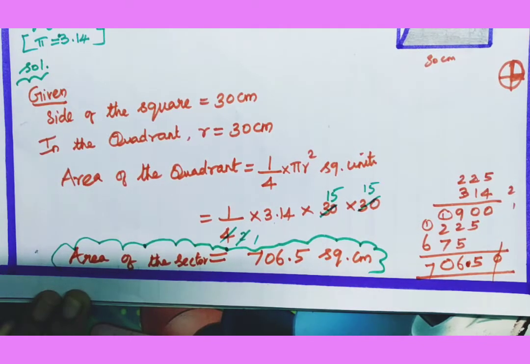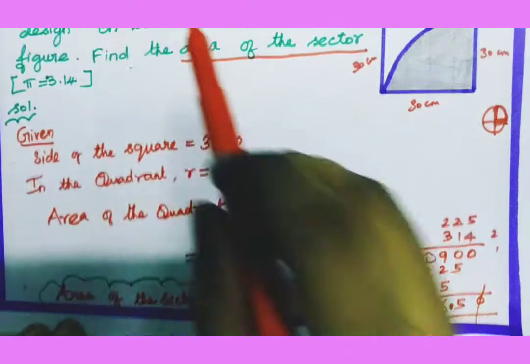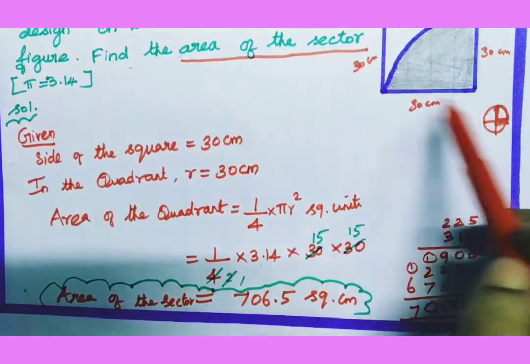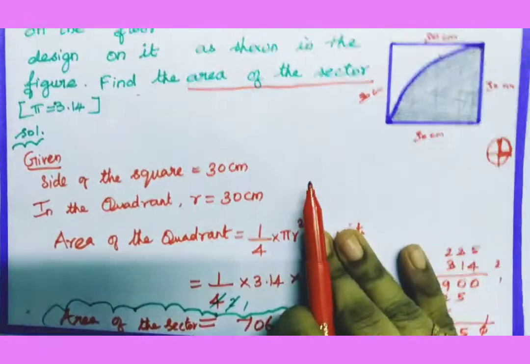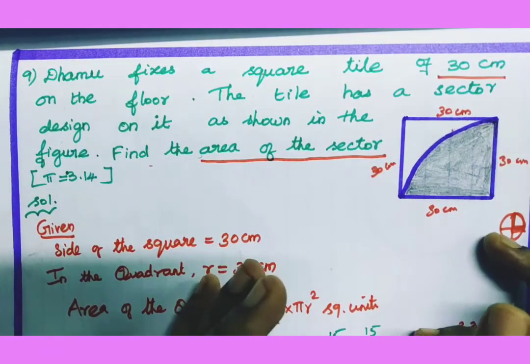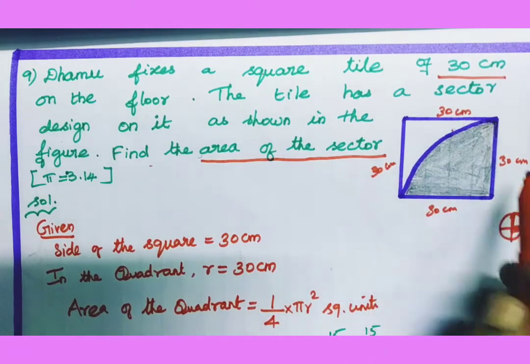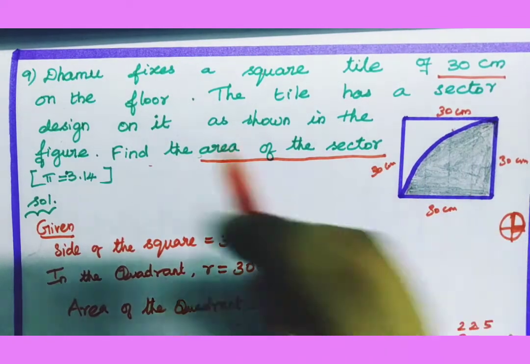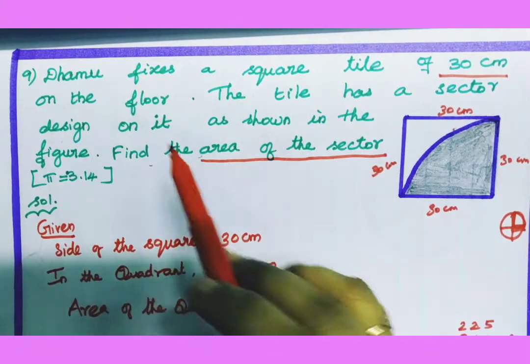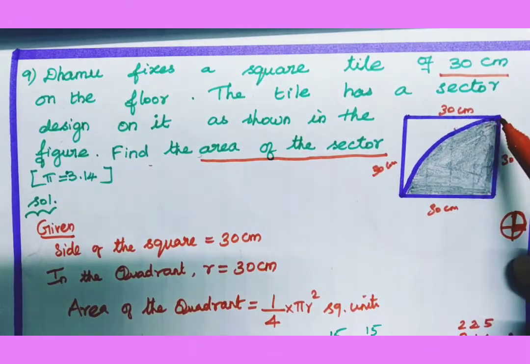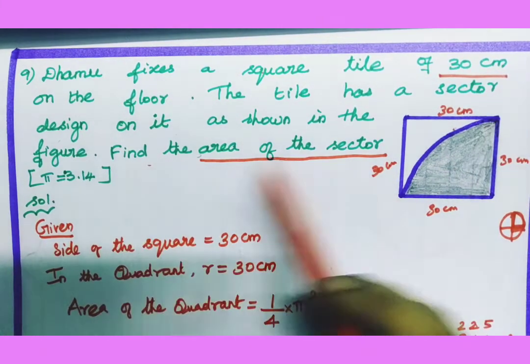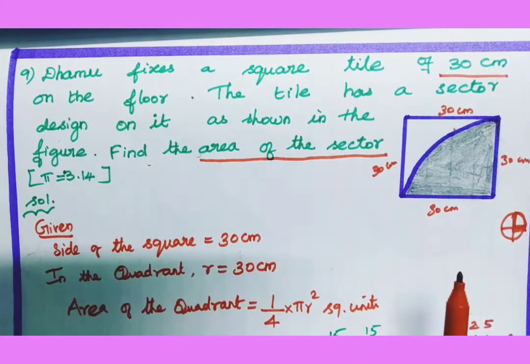Okay. Now, I'll tell you, listen. Damu fixes a square tile. Okay. This is a square tile of 30 centimeter. The square tile, now what will it be? All sides are equal. So, 30 centimeter, 30 centimeter, 30, 30. Okay. Next, the tile has a sector design in it. So, in the figure it is given. So, it's a sector inside it. Find the area of the sector and pi value is given.